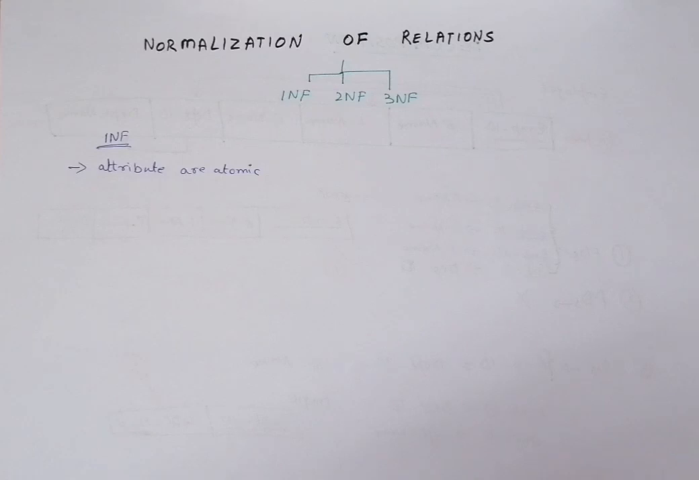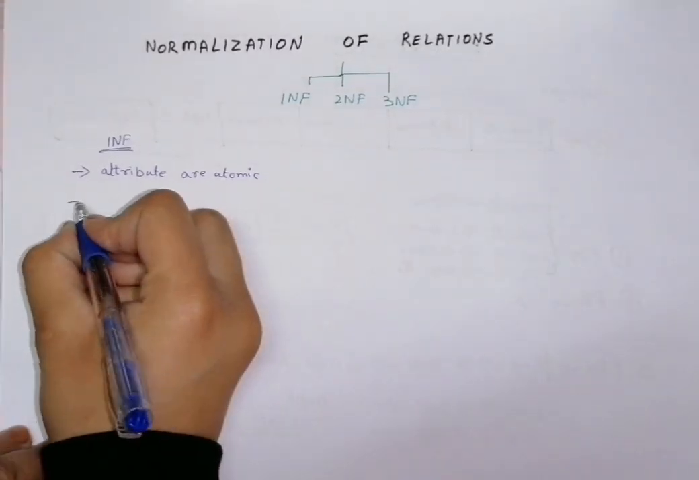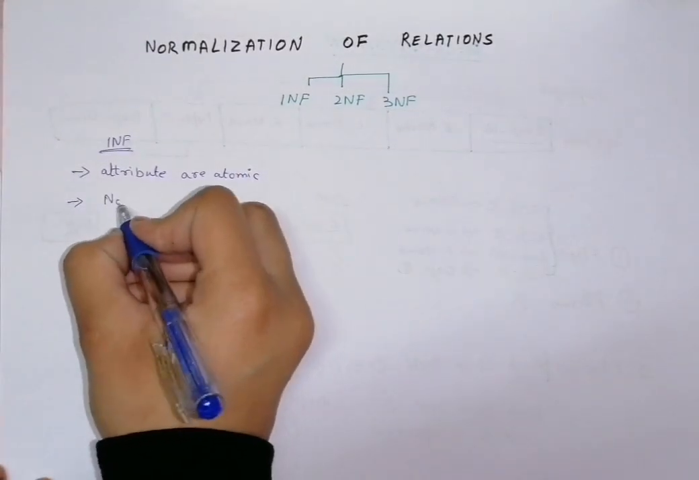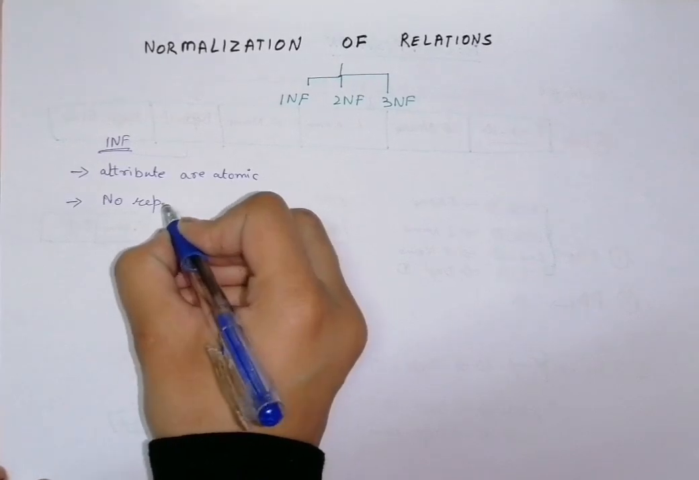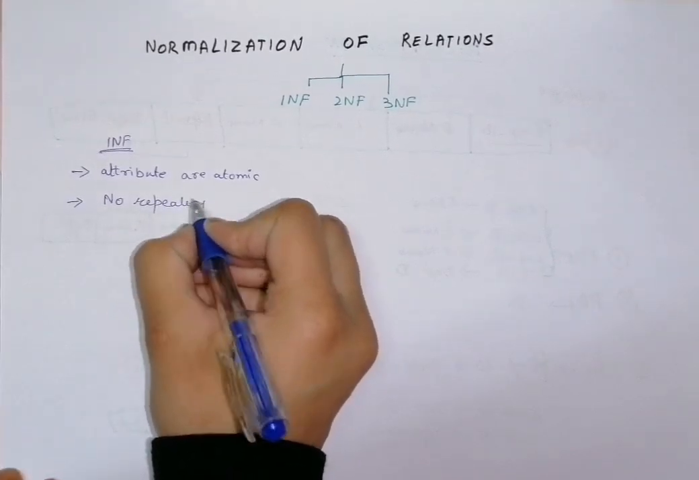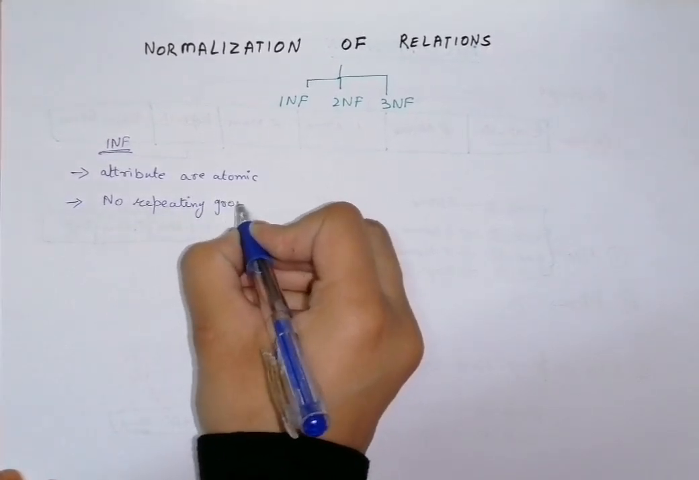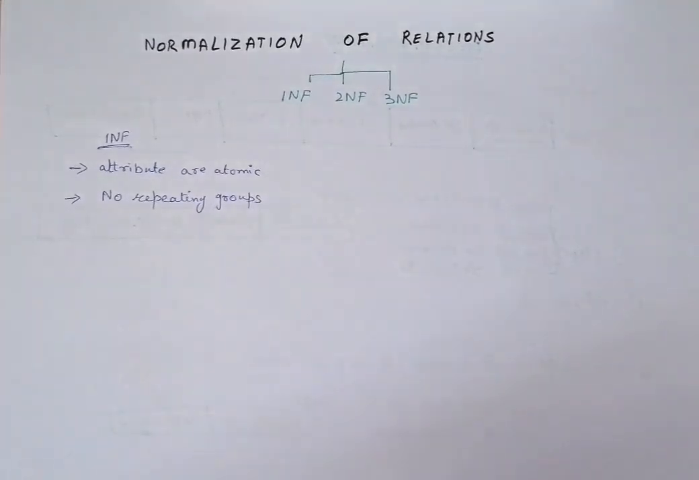Second thing is there should be no repeating groups. That is, we have to identify all those rows or columns or cells whose values are repeating for different tuples. So multi-valued attributes and grouping are not allowed in first normal form.